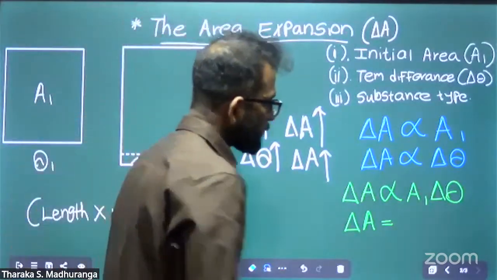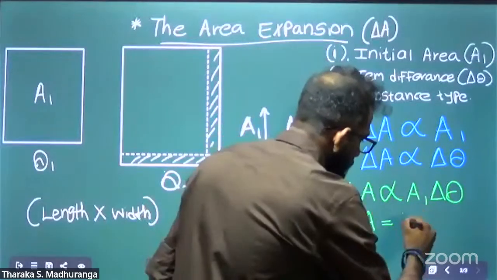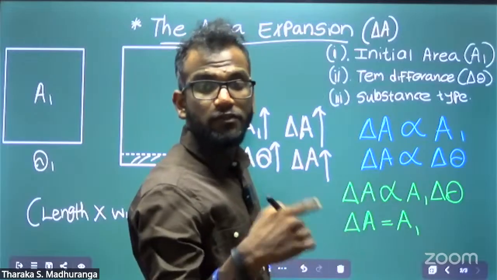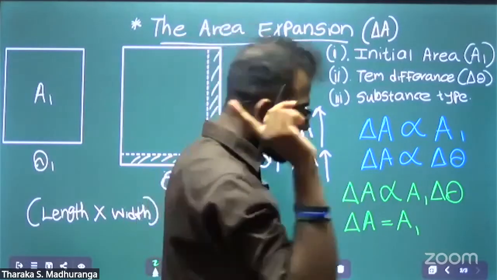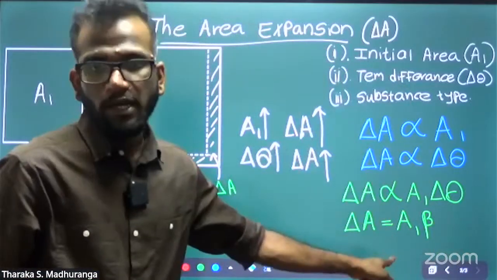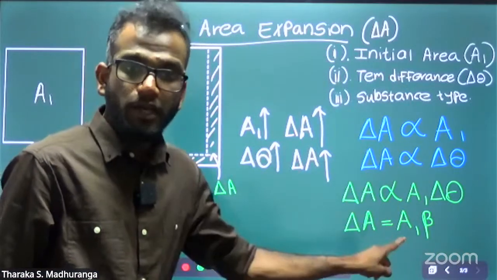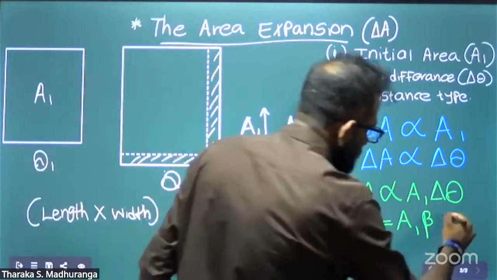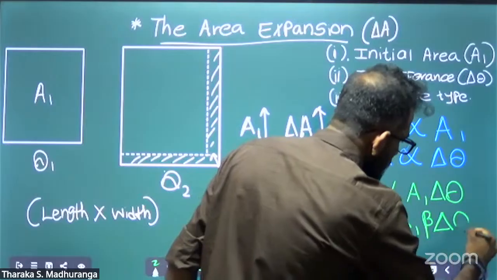Now to remove the proportional mark, what do I add? The constant. Remember, in area expansion it is beta, not alpha. So it is A1 beta delta theta.